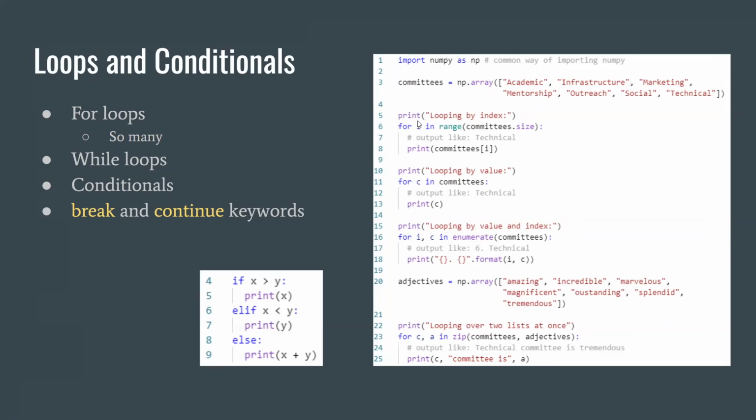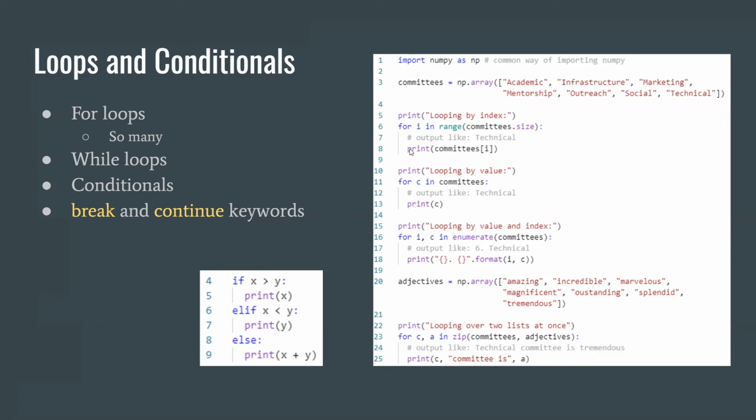So you go for i, which is going to be your index, in range. Range is a function that returns a list of numbers in a given range. So here I put committees.size, and that's basically going to give you a range in the list 0 to size minus 1. Another thing you can do is say range 0 to 5 or range 5 to 7, and that'll give you a range like that as well.